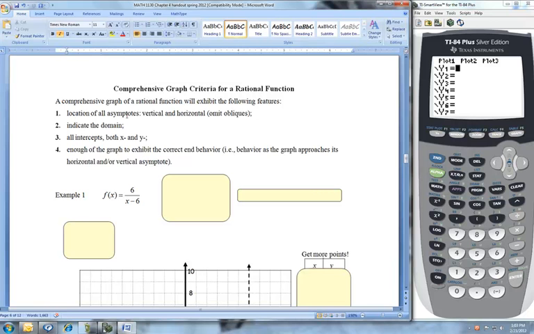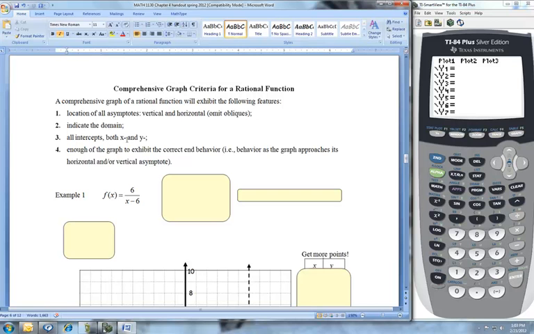Location of all asymptotes, vertical and horizontal. And remember I said earlier on the other video, we're going to put these on our graph using a dashed line. Omit obliques. We'll see if you remember what I said about that in class. Next thing, we indicate the domain. We do that immediately after we find our asymptotes.